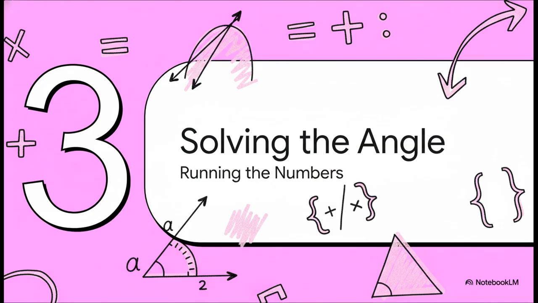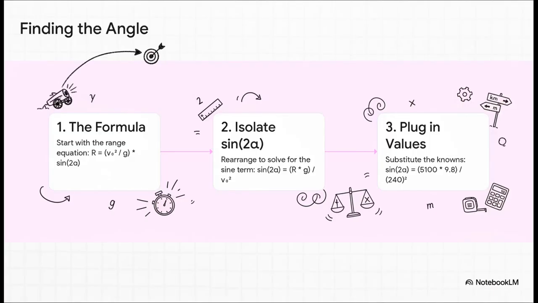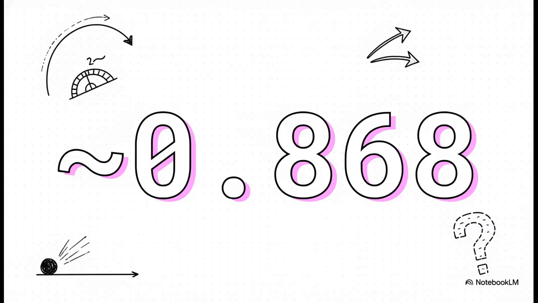Time to do a little algebra and plug in some numbers. So what we're going to do is take that range formula and shuffle it around a bit to get the sine of 2 alpha term all by itself. Then we just plug in the numbers we know. And don't forget, we've got to convert that 5.1 kilometers into meters first. Okay, so when you run the calculation, you get this: sine of 2 alpha is about 0.868.